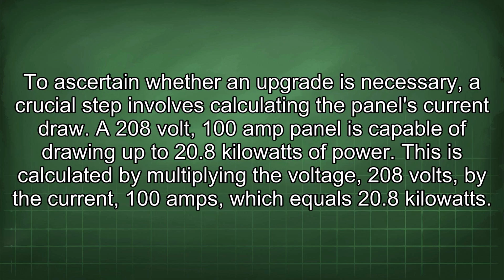To ascertain whether an upgrade is necessary, a crucial step involves calculating the panel's current draw. A 208 volt, 100 amp panel is capable of drawing up to 20.8 kilowatts of power. This is calculated by multiplying the voltage, 208 volts, by the current, 100 amps, which equals 20.8 kilowatts.